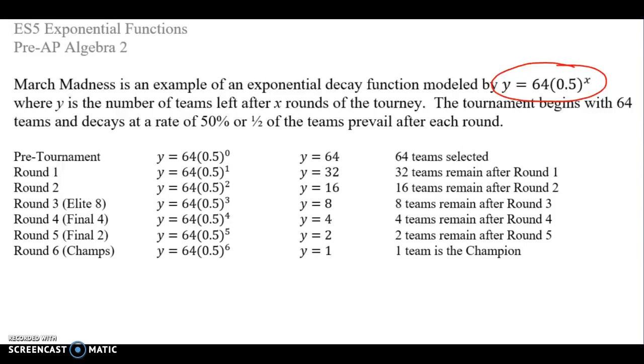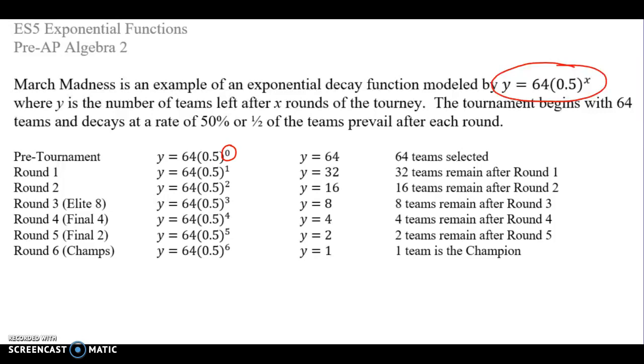So same thing here. What do you think 0.5 is referring to? Half, exactly right. So if you're in a tournament and you play one round, how many teams are left? Half, right? Because two teams play each other, one has to lose. So after one round of the tournament, there's half as many left. So you can see here, why is this a 0? Because it's not been played yet. Yeah, no games have been played yet.